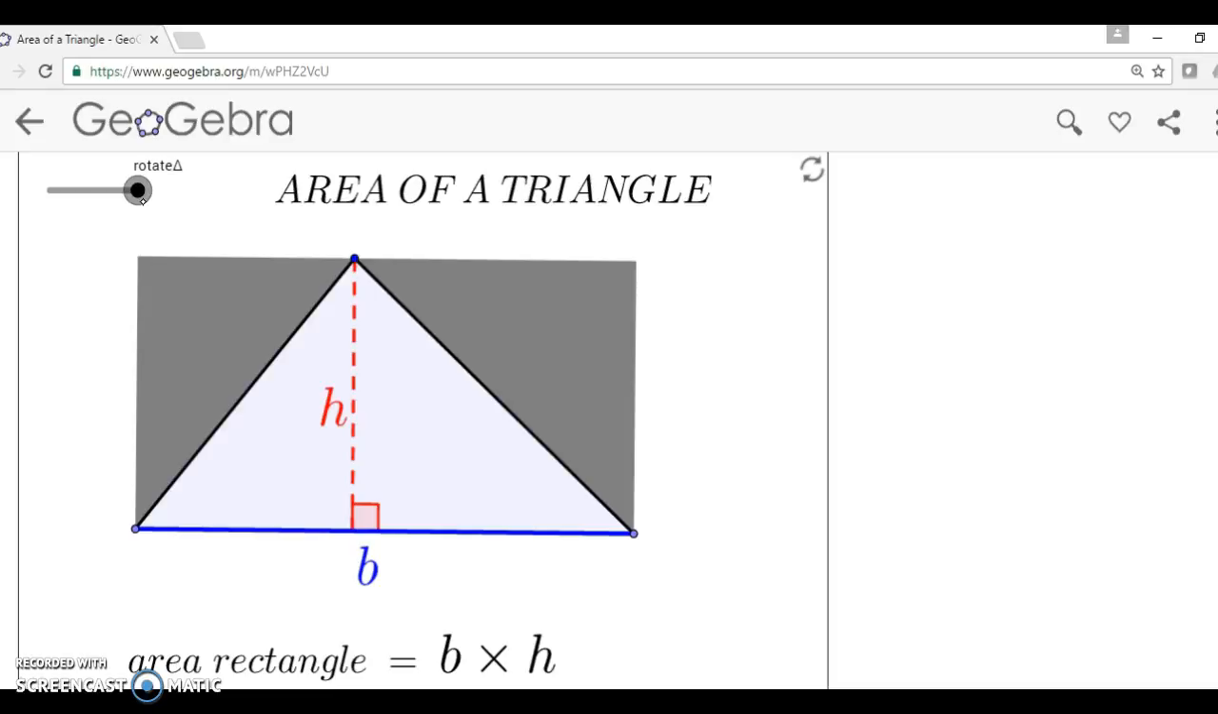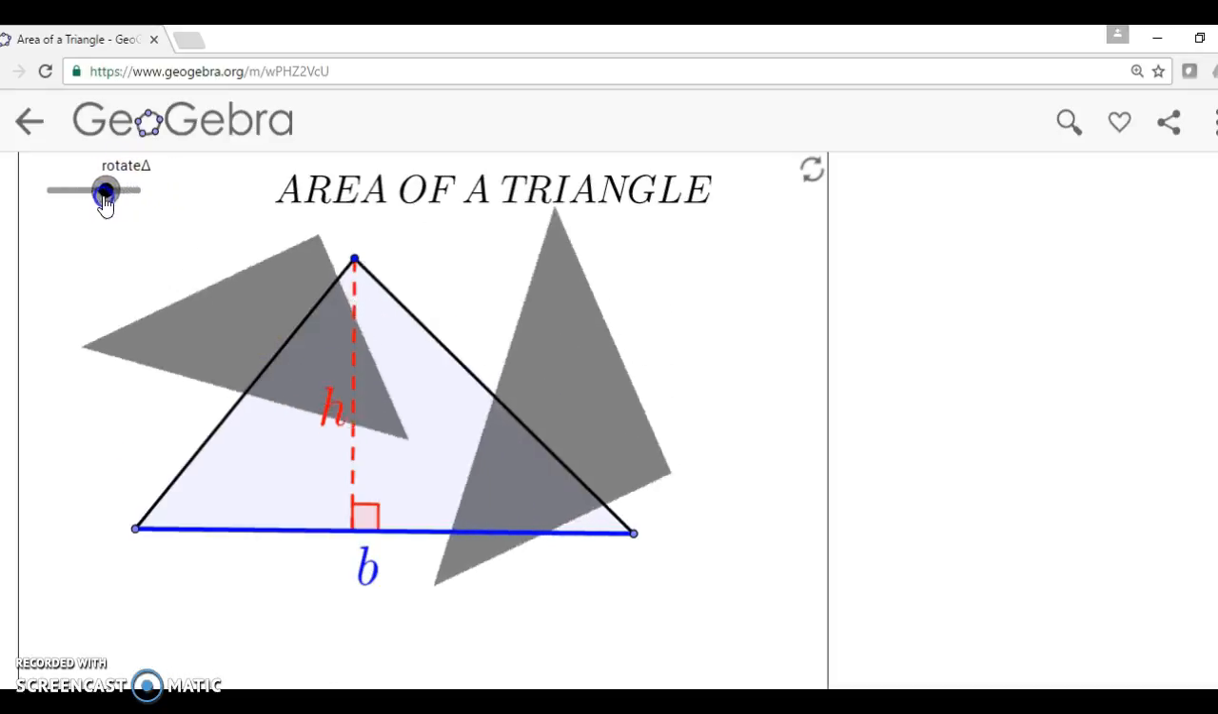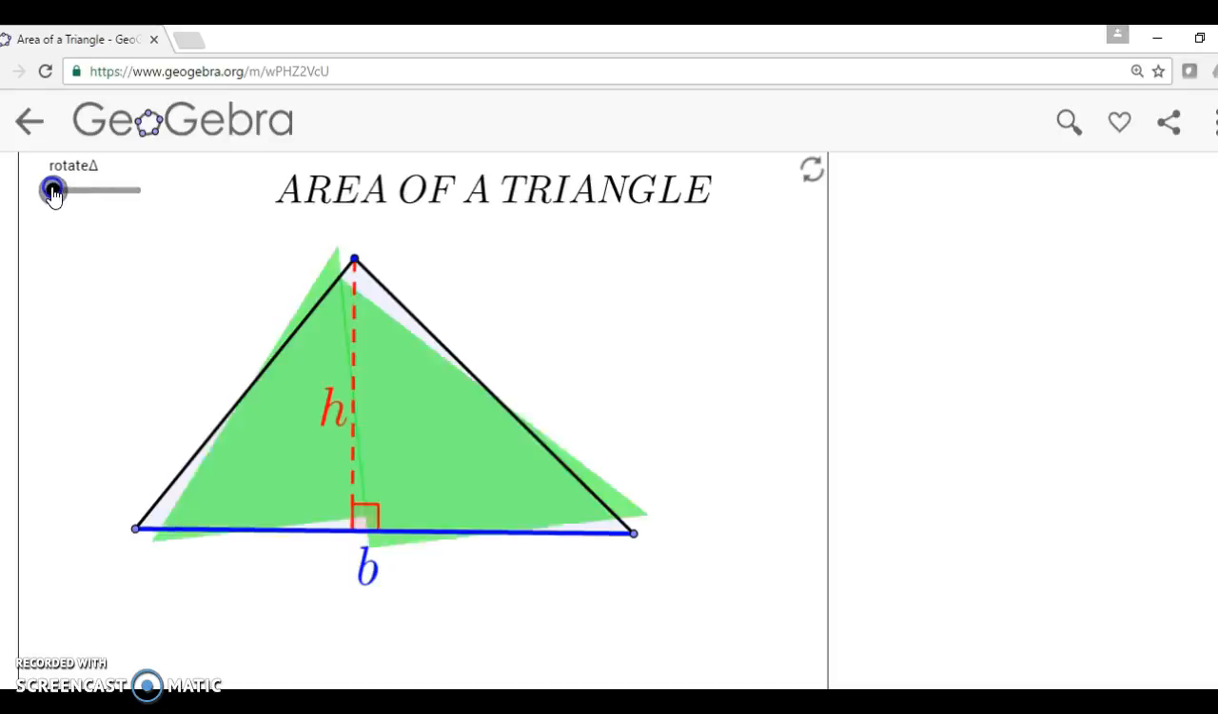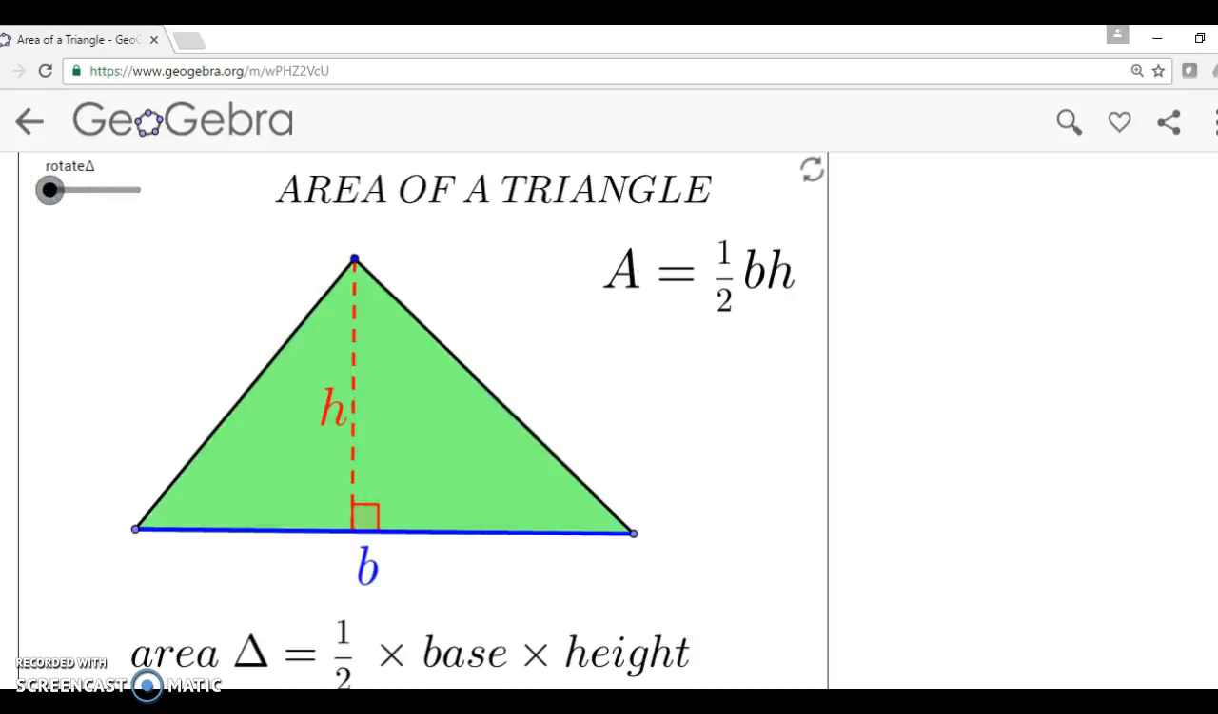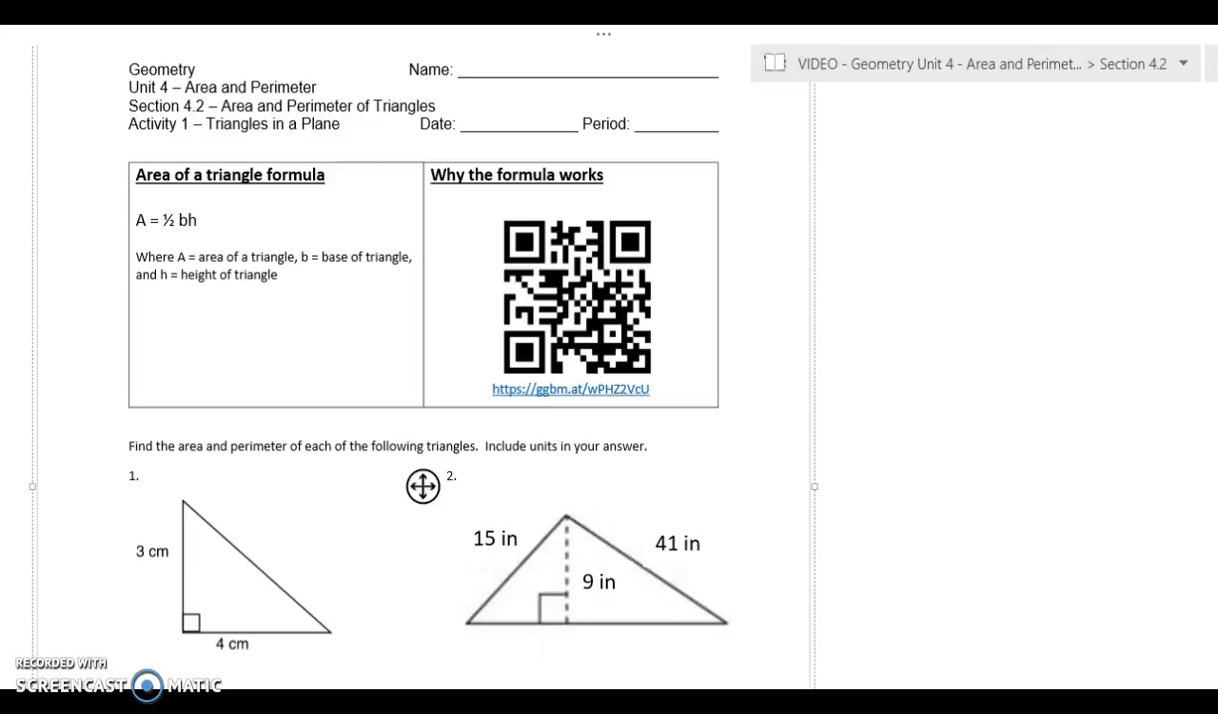And we know that the area of the rectangle is just the base times the height. Well, here's the cool part. If you go backwards and unrotate it, essentially we're going to take away this shaded area, which has exactly the same area as that triangle. And so that's why the area of a triangle is 1/2 base times height, because it's just half of that rotated rectangle. So let's apply it now.